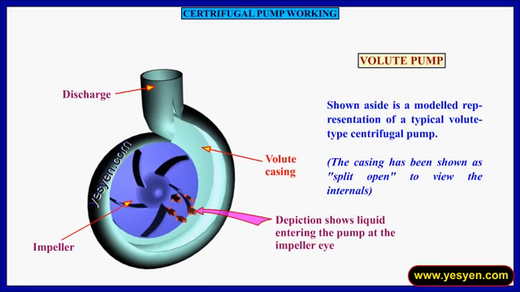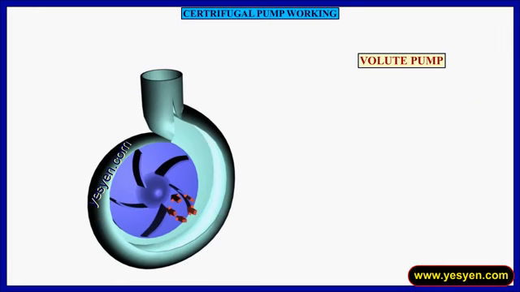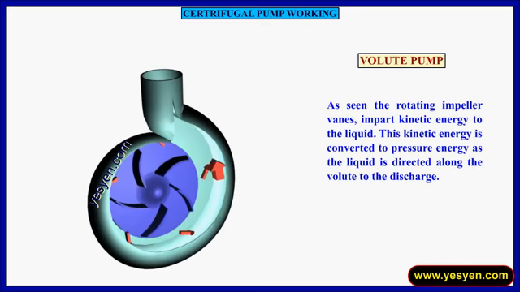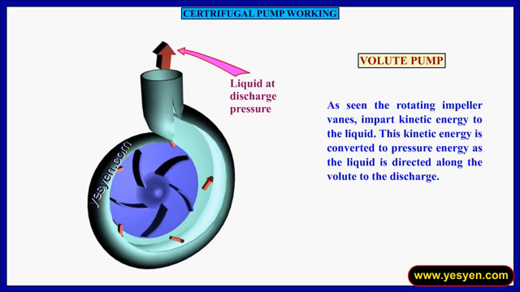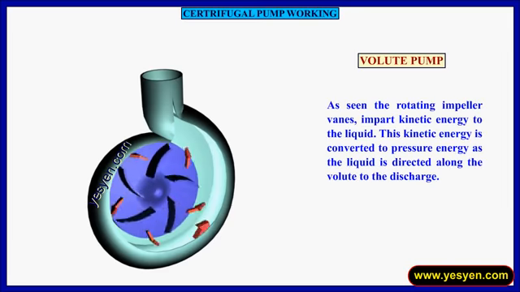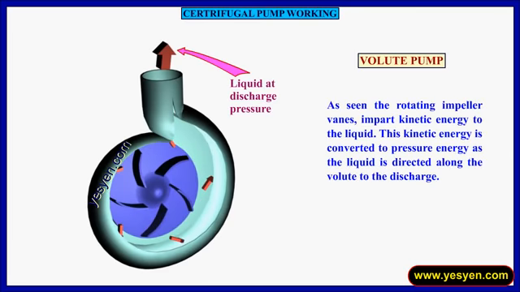Volute pump. Shown aside is a model representation of a typical volute type centrifugal pump. The casing has been split open to view the internals. Depiction shows liquid entering the pump at the impeller eye. As seen, the rotating impeller vanes impart kinetic energy to the liquid. This kinetic energy is converted to pressure energy as the liquid is directed along the volute to the discharge.